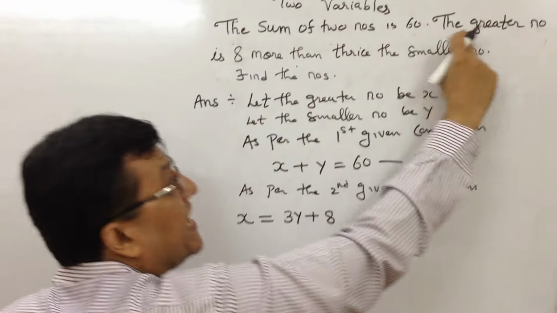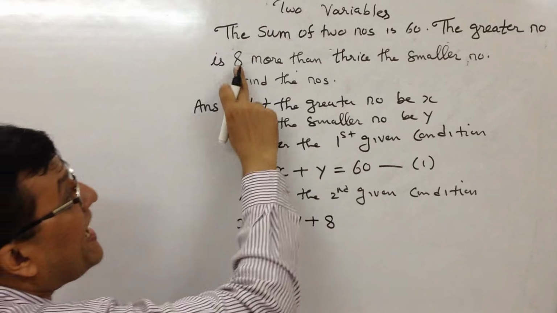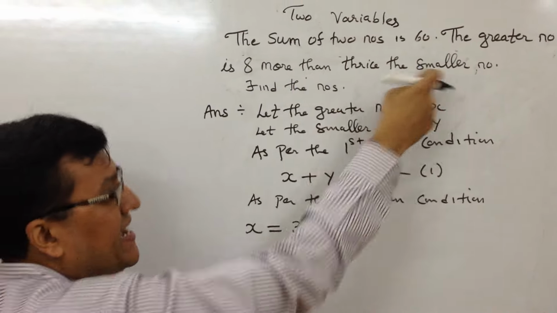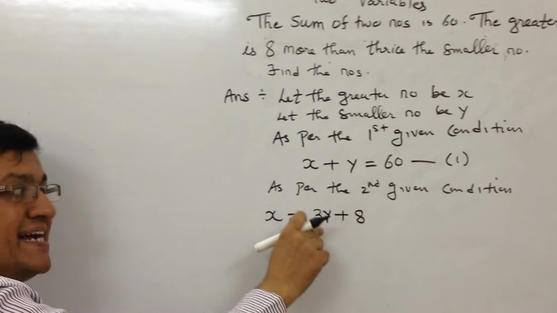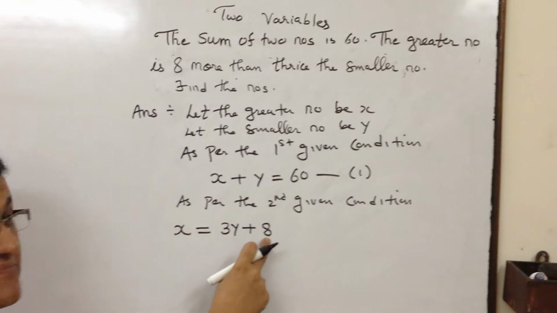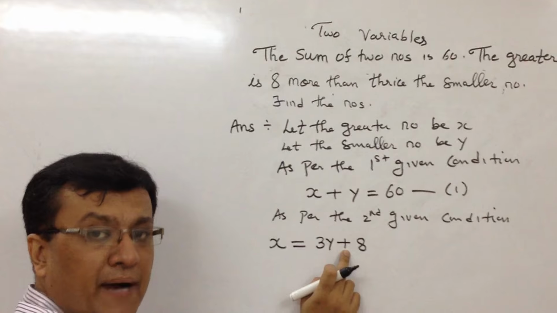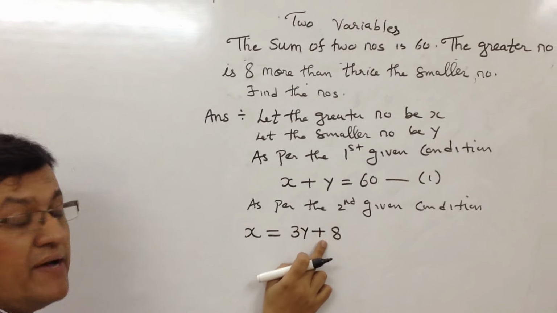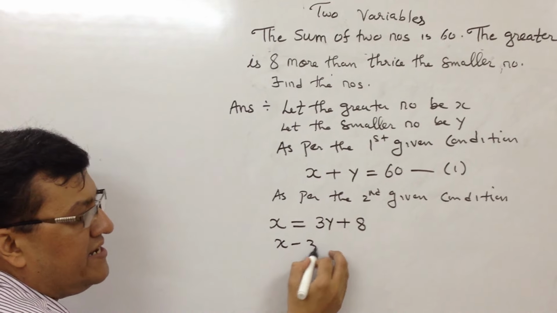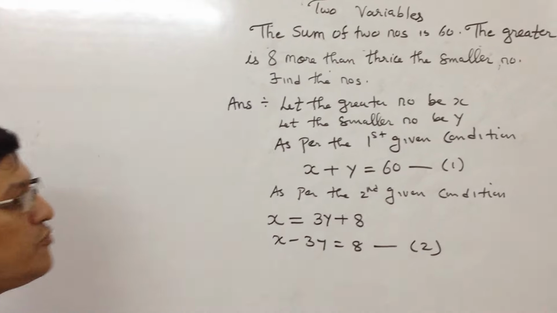I repeat, the greater number x is equal to 8 more than thrice the smaller number. Then means always ahead of the sign. We get x is equal to 3y plus 8. If there had been less, then instead of plus I would have used minus. But over here it's more, and that's why I'm using plus. Let's bring 3y over here: x minus 3y is equal to 8. Now we have the second equation.